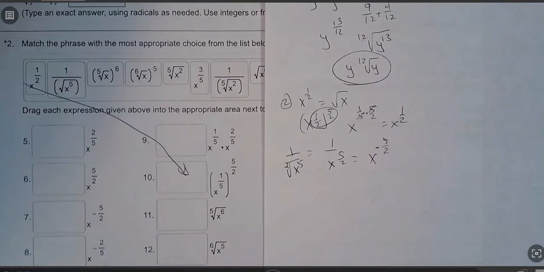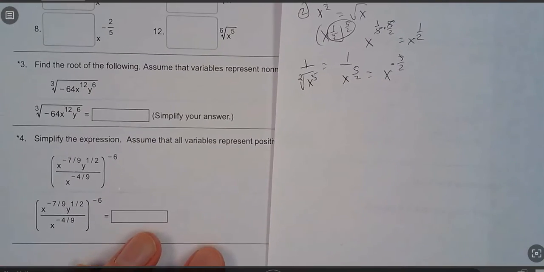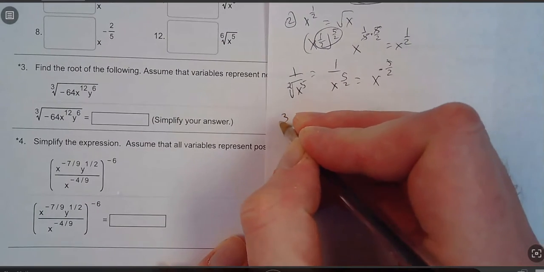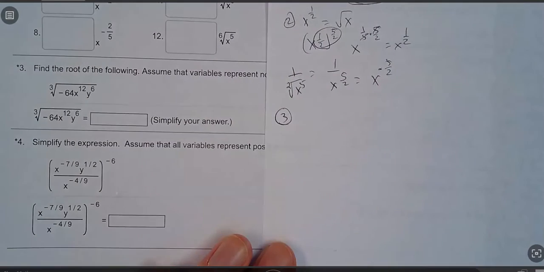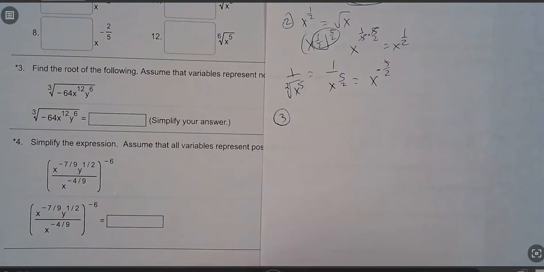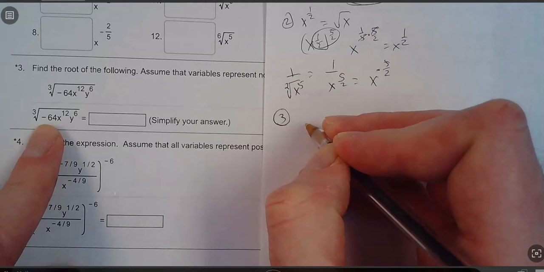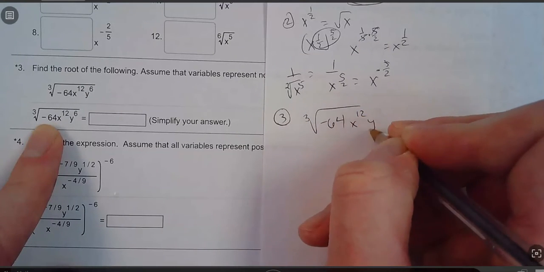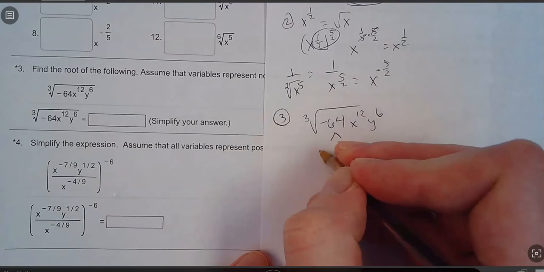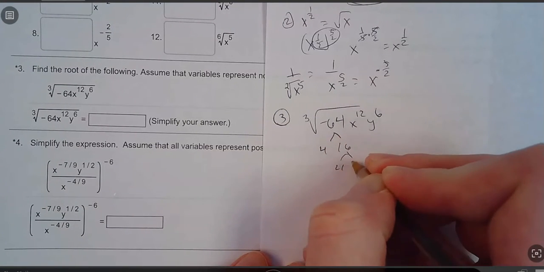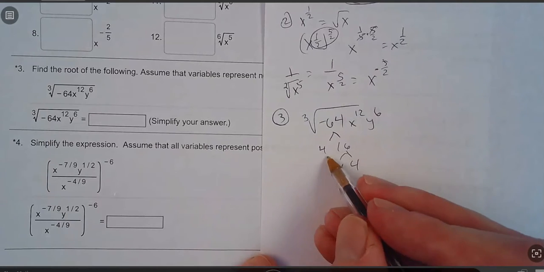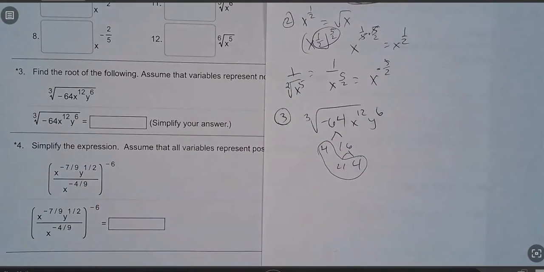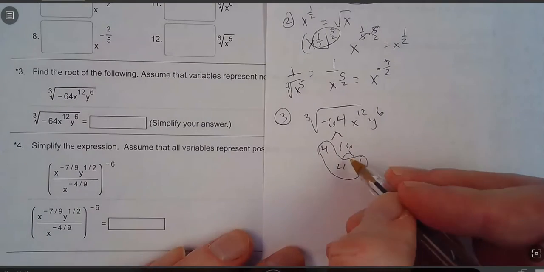Okay, so let's go on to number 3. If I want to simplify this, I would look for groups of 3 in here. So factor everything out. I got the cube root of negative 64, x to the 12, y to the 6. So 64 would be 4 times 16, and then 4 times 4. I can keep factoring into 2, 2, 2, 2, but I see a group of the same number. So they don't necessarily have to be prime. They just have to be 3 of the same number. So I can pull a 4 out.